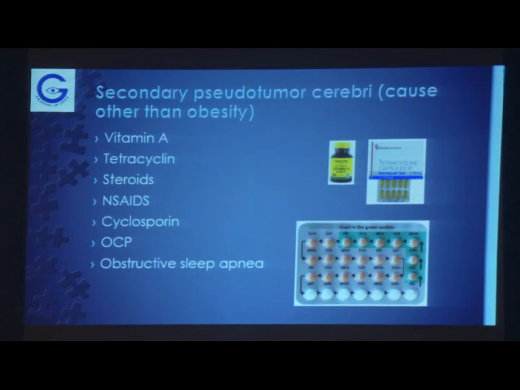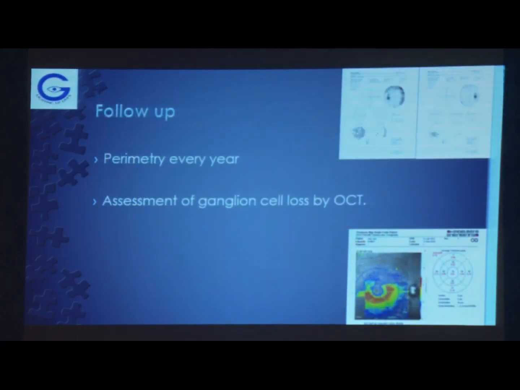So when we have no other cause of bilateral disc edema, we should think of some drugs causing bilateral disc edema. These are the drugs causing bilateral disc edema: vitamin A, tetracycline, steroids, NSAIDs, cyclosporine, OCP, and even obstructive sleep apnea. So the follow-up of these patients is with perimetry every year and OCT every year. OCT can pick up progressive ganglion cell loss in these patients every year.